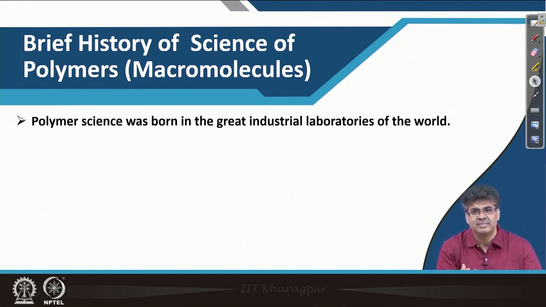Polymer science is unlike other areas of physics and chemistry, where first there is a strong theoretical basis, and based on that the subsequent research and industrialization happened. Polymer science is the other way around. Initially, polymer science was born in great industrial laboratories of the world. Before a basic understanding of polymers, polymer related industries were up and running.